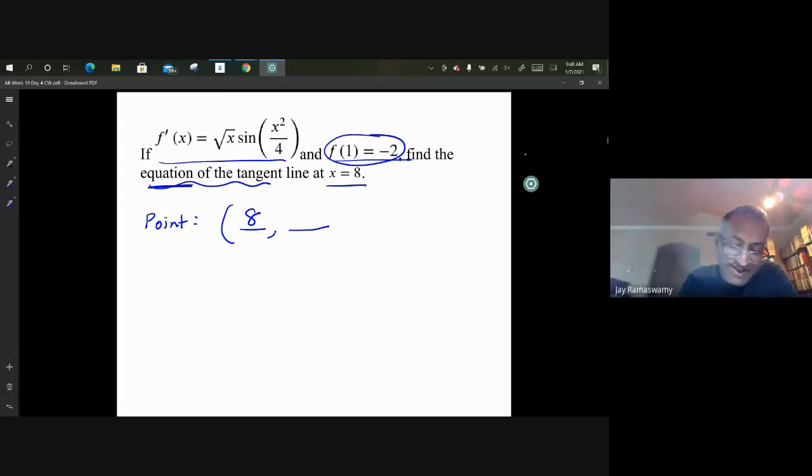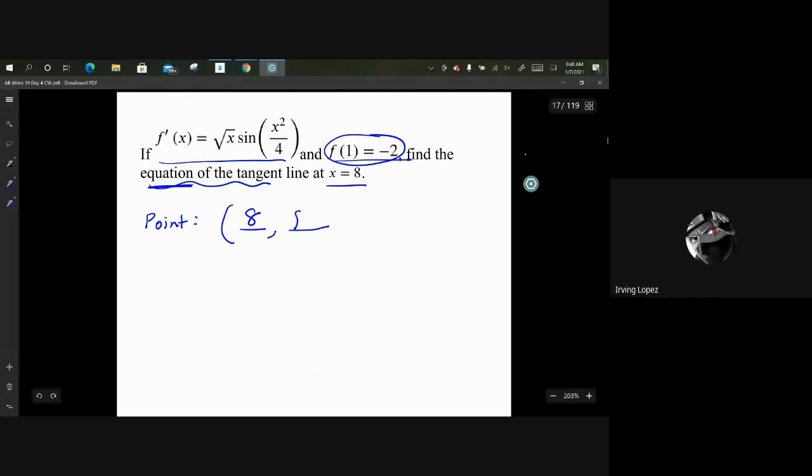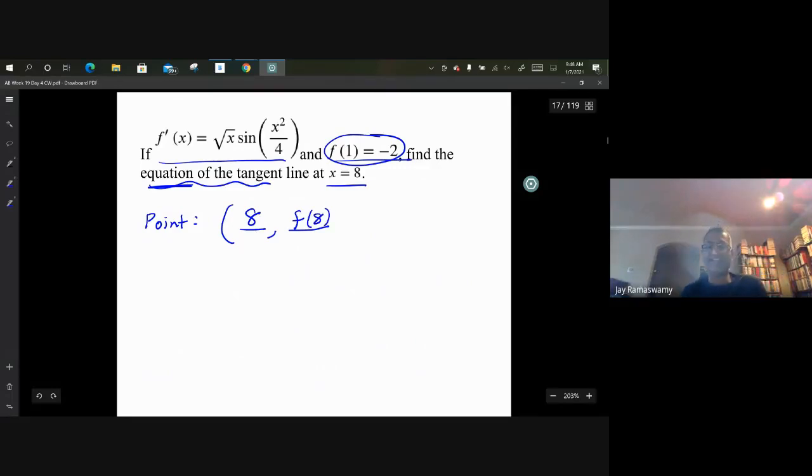Notation. I need 8, comma, f of 8, silly. That's f of 1 equals -2. That's just a random point given. I need the equation of the line at x equals 8. So it's 8, comma, f of 8. Does everybody understand that?